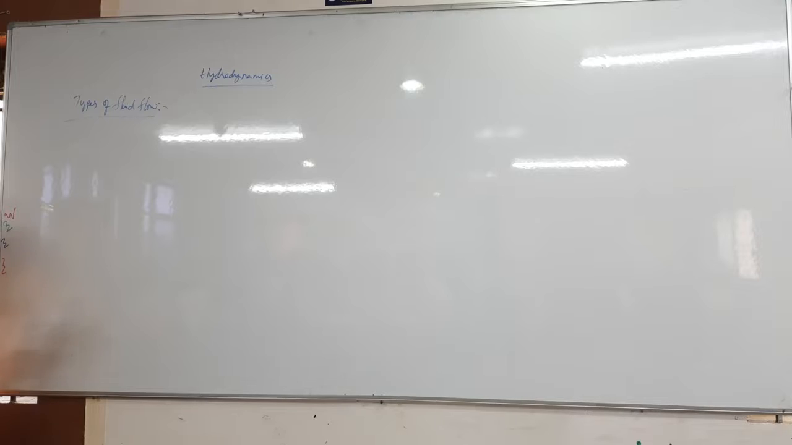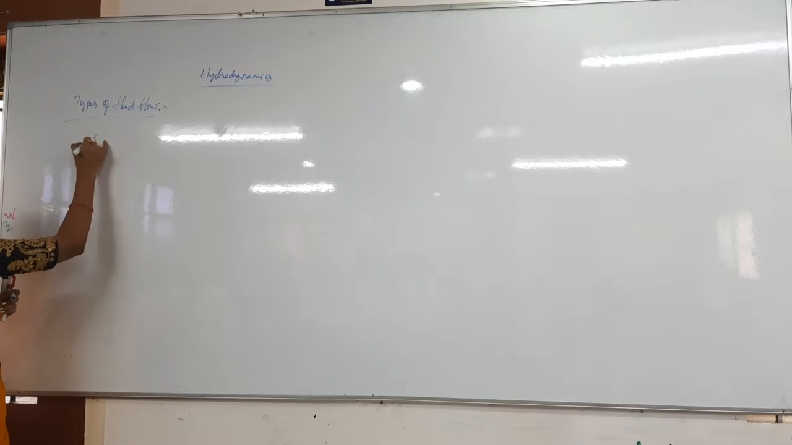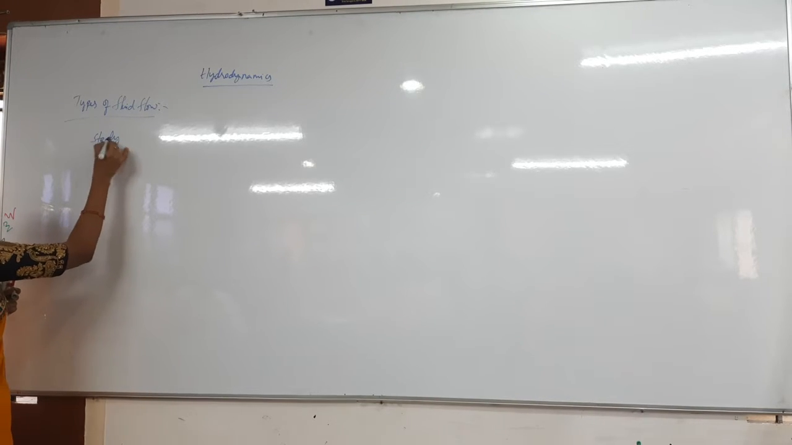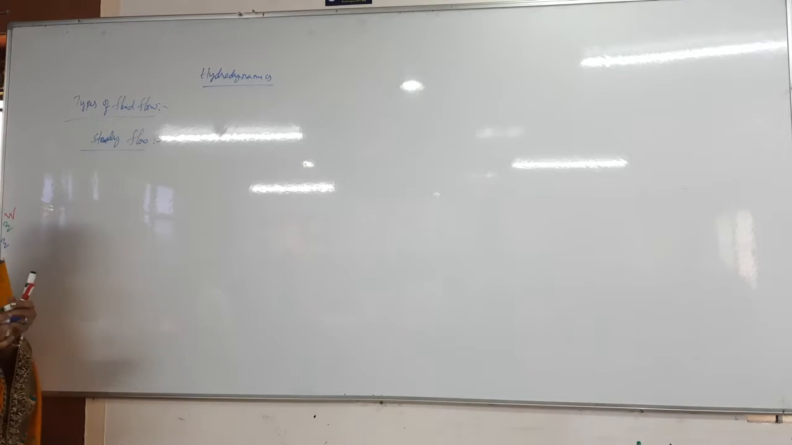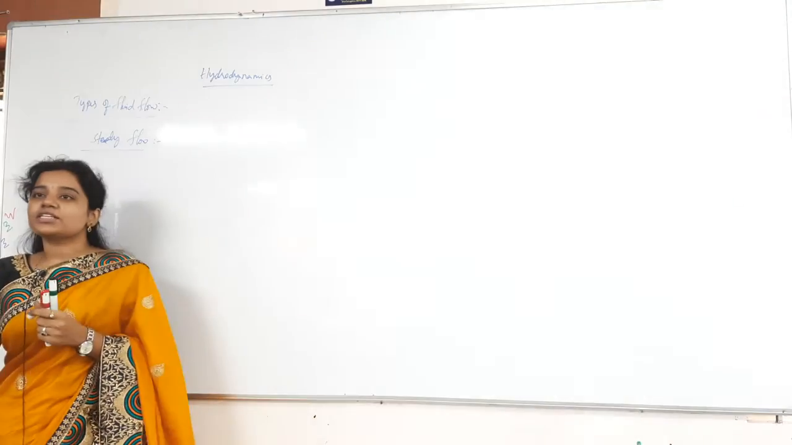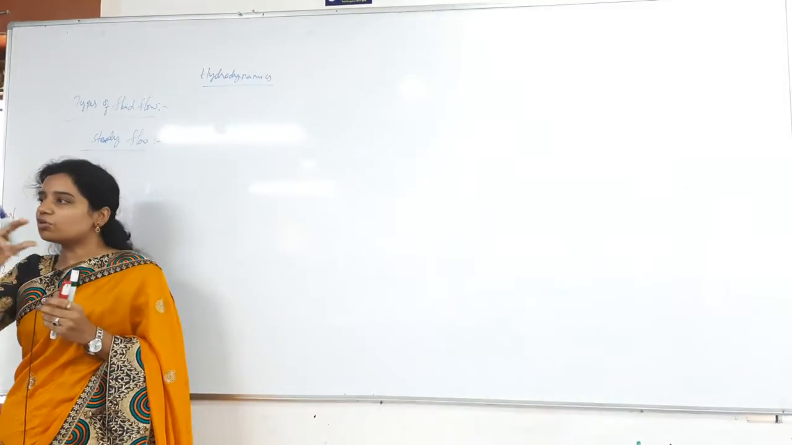So, types of fluid flow. In that, first of all, steady flow. What do we mean by steady flow? What happens? Velocity is constant at only one point, not throughout the pipe.